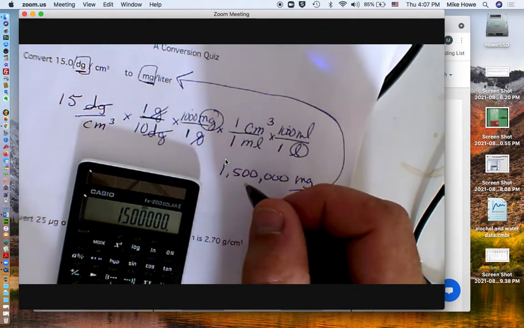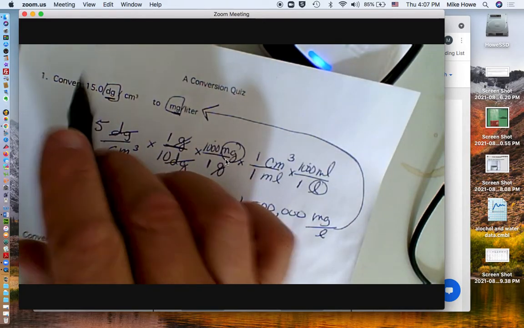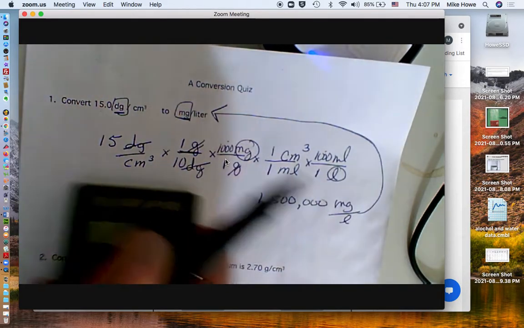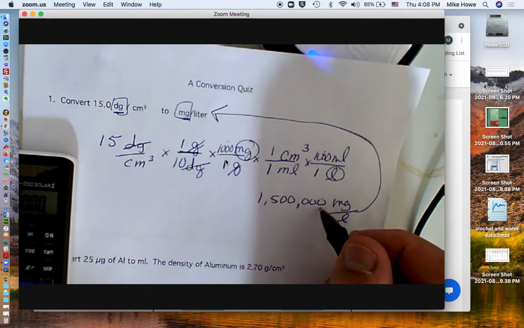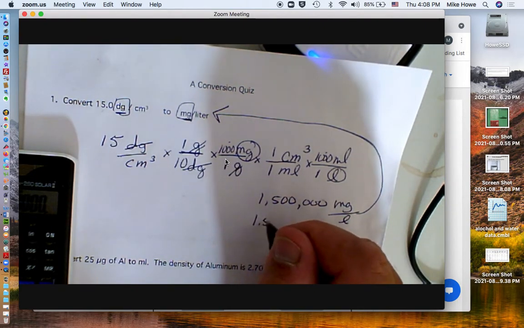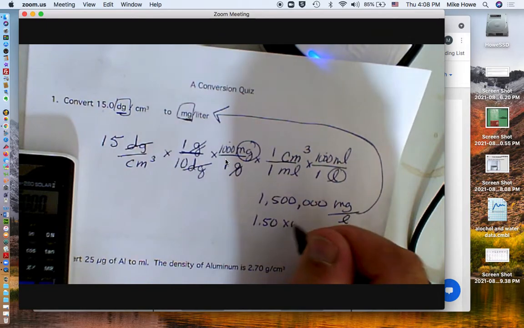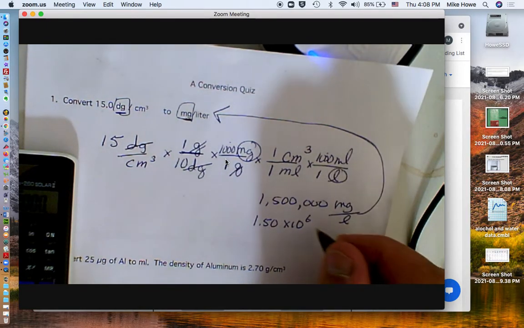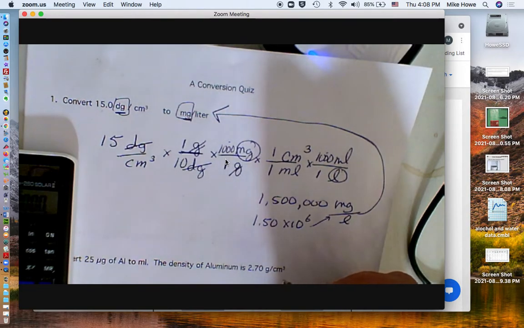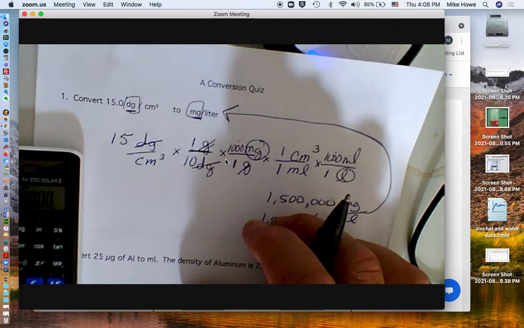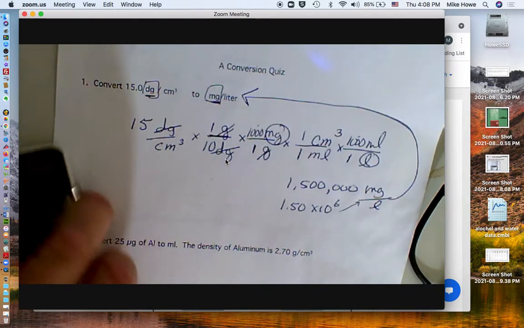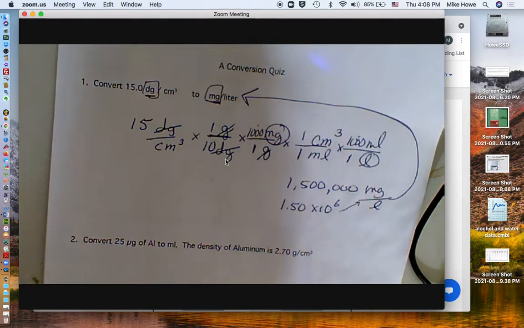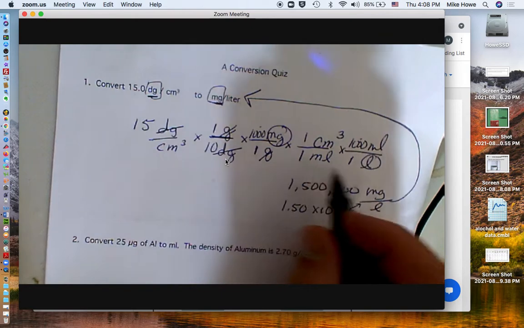The catch is this number here has 3 significant figures, and we need 3 in our answer, and this only has 2. So the way to get 3 is to write 1.50 times 10 to the 6th. And so that would be our answer, 1.50 times 10 to the 6th milligrams per liter. That was question 1. Remember, multiply everything across the top and everything across the bottom, and divide by everything on the bottom.